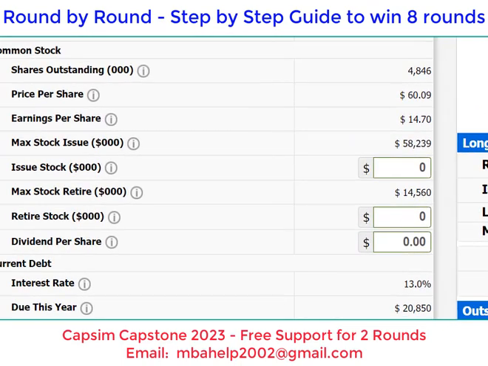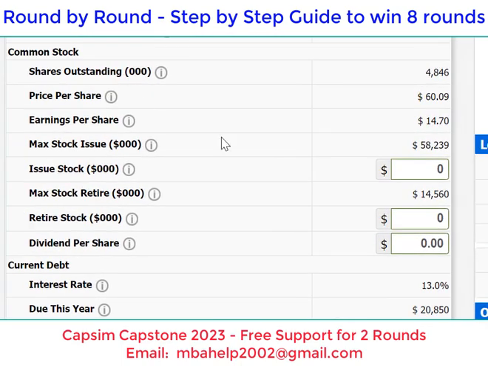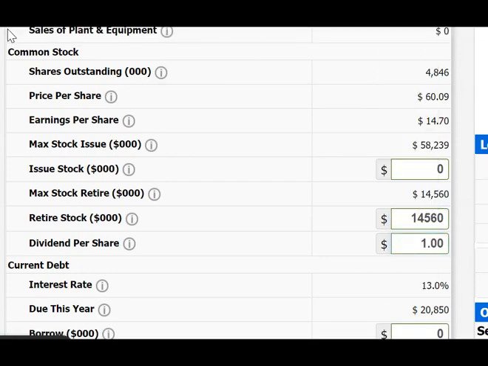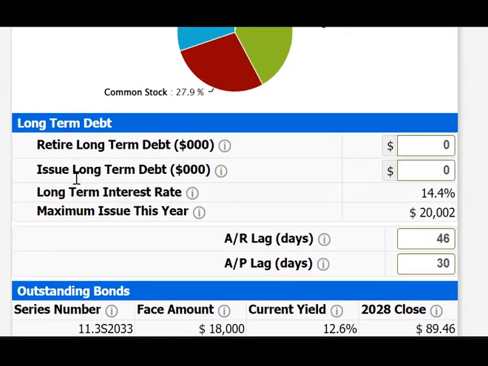This is round 7, so we can check the cash in hand we have, and also we can retire stock to increase the earnings per share, and also we can pay some dividends, for example $1 and $2. We will pay more in the next round. And retire long-term debt, so we don't do that this round. We can do that in the next round, round 8. Accounts receivable we maintain at 46 days.